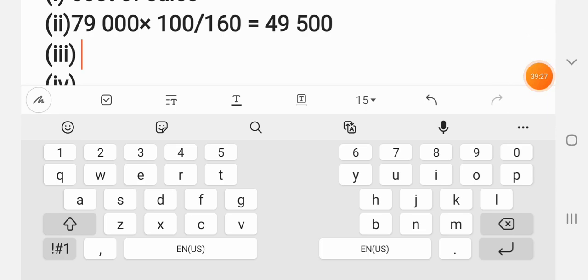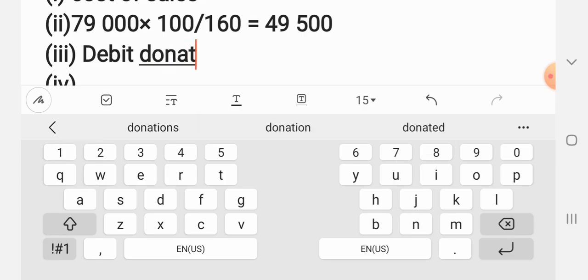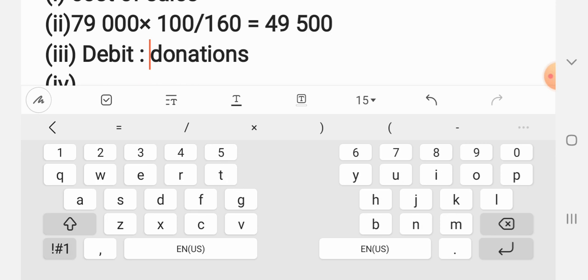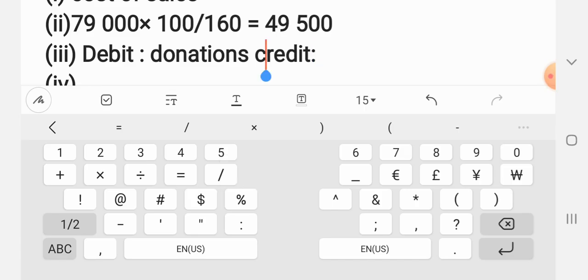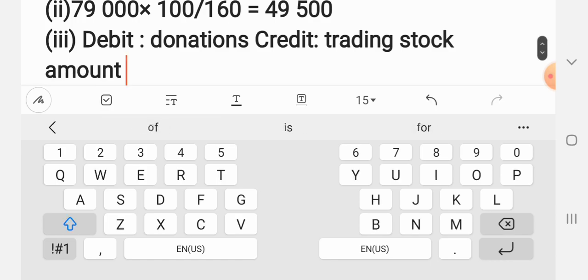So we debit, it's like an accounting equation. We debit donations, and then credit trading stock because it's decreasing, and then the amount will be 1,600.